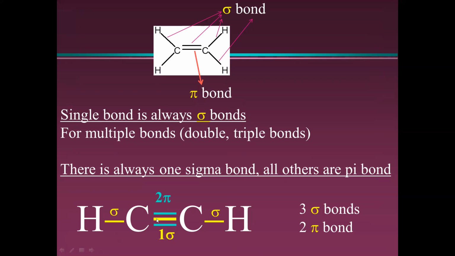If we have the triple bond, it's the same. A single bond is always a sigma bond, and I use a different color. So one of them will be a sigma bond first, and the other bonds in a multiple bond, like the double and triple bond, will be pi bonds. So if you calculate how many bonds altogether in this molecule, we have 3 sigma bonds, you see 1, 2, 3, and we do have 2 pi bonds.